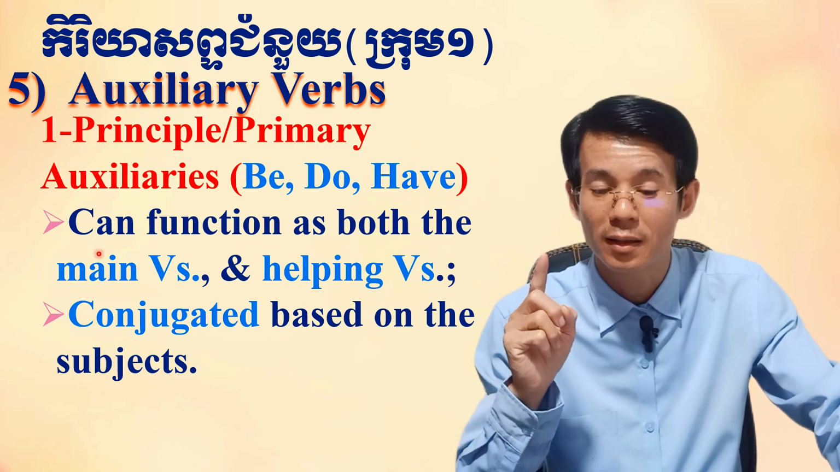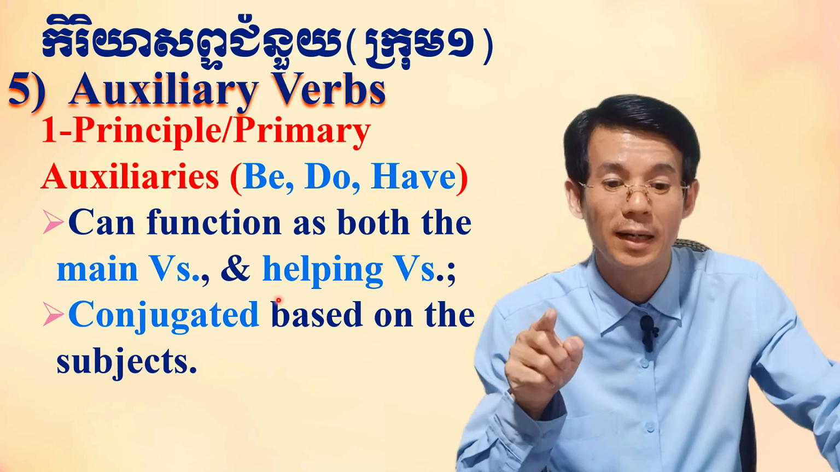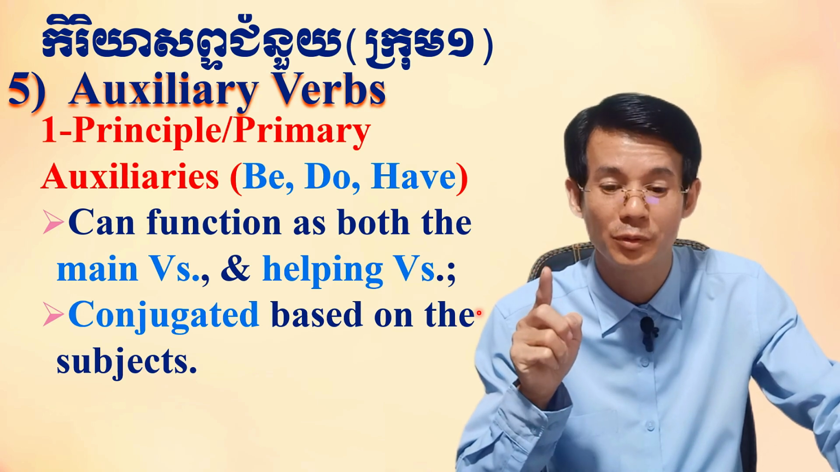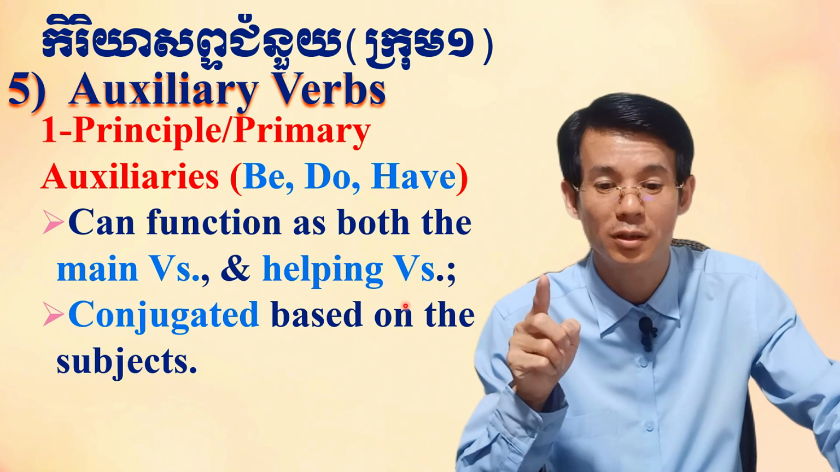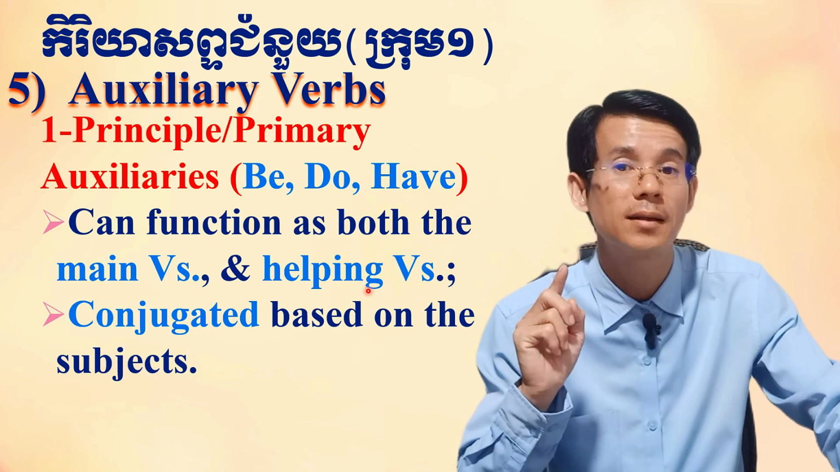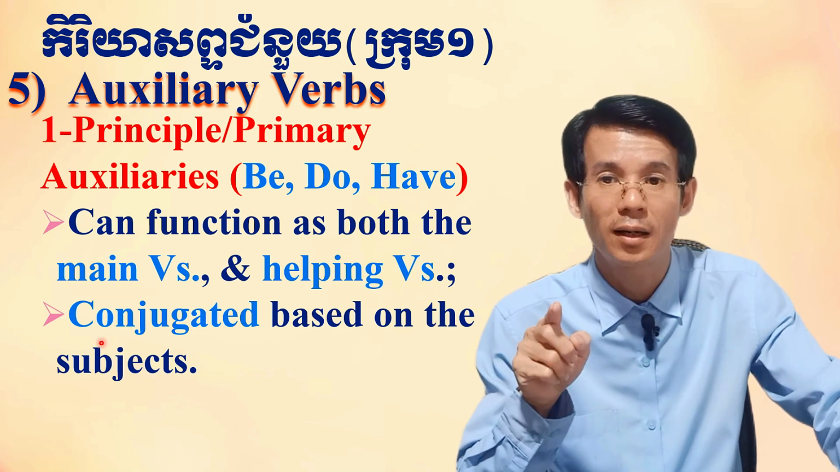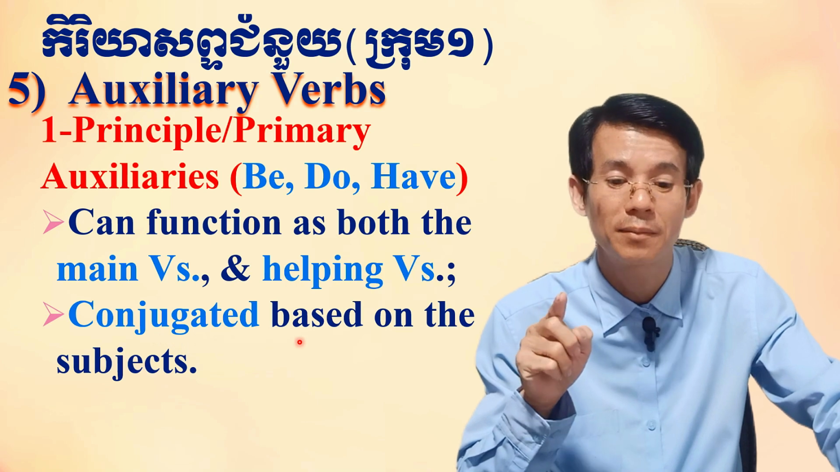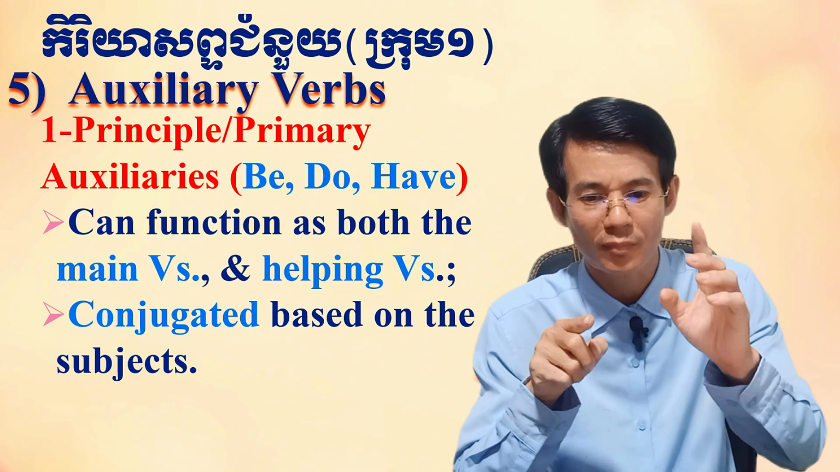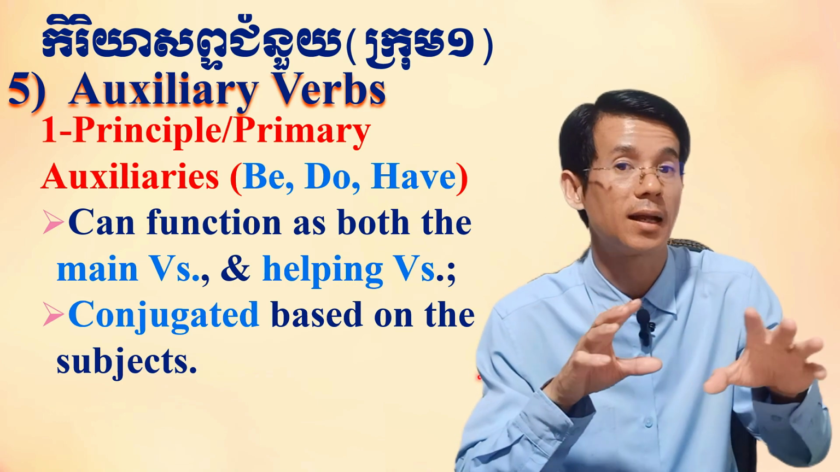One, they can function as both main verb and helping verb. The first point for principal auxiliaries that you have to take note of is that they can function as both the main verb and helping verb. Two, they must be conjugated based on the subject, because principal auxiliaries can function as both the main verb and helping verb.